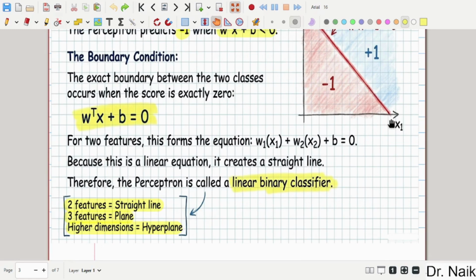Therefore, the perceptron is called a linear binary classifier. For two features, it forms a straight line. For three features, it forms a plane, and for higher dimensions, it forms a hyperplane.